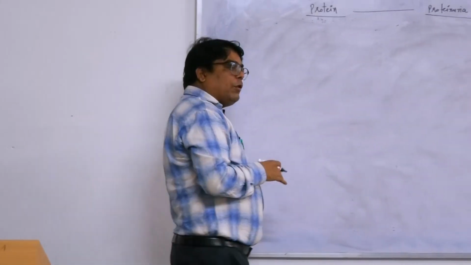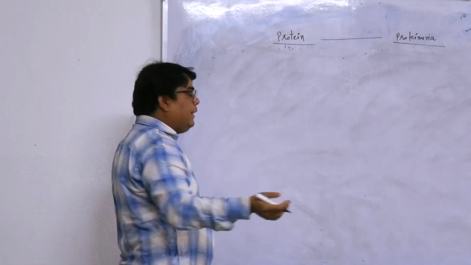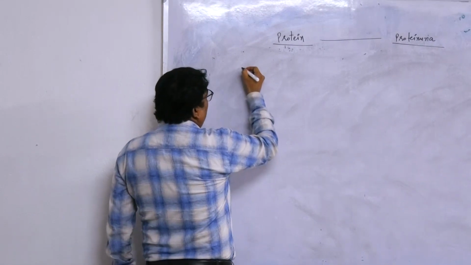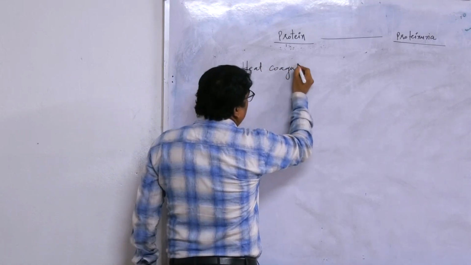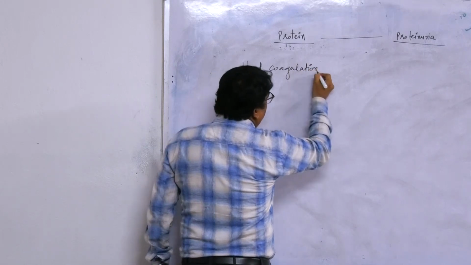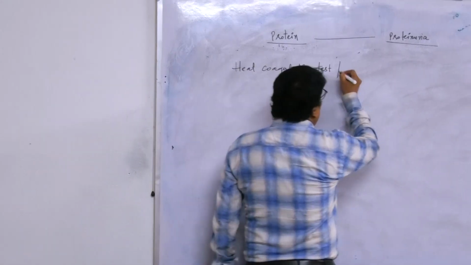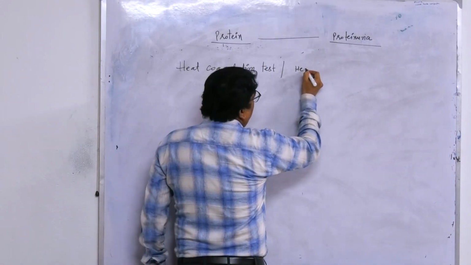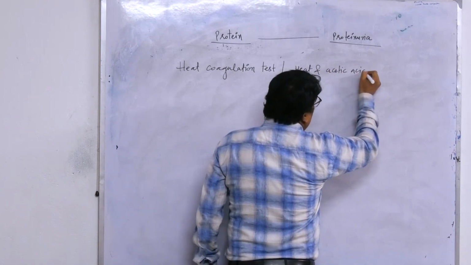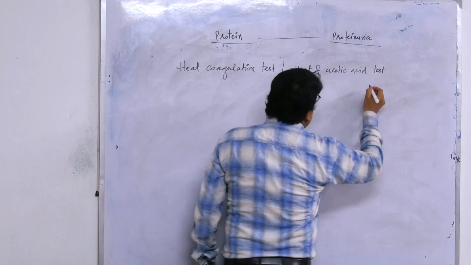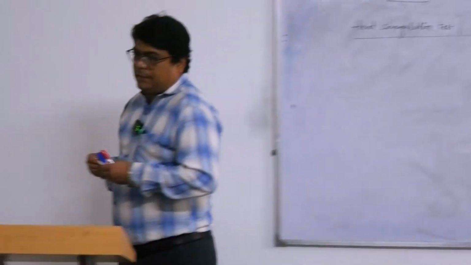For identification of protein in the sample, we perform the heat test. मैं लिखवाऊंगा आपको, अभी लिखने की जरूरत नहीं है. Don't write it. I will dictate it to you. So we perform for this test. The major test is heat coagulation. Heat coagulation test, or heat and acetic acid test. Heat coagulation test and heat and acetic acid test.